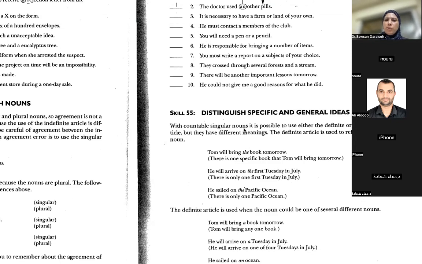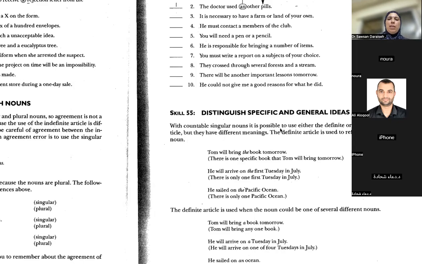So with countable singular nouns, countable, singular, like when you say girl, when you say boy, when you say teacher, anything that could be made plural, but here we're talking about it in the singular form, okay? It is possible to use either the definite or the indefinite. So it's okay to use a definite article, we say the girl, the boy, the teacher. Okay, that's definite. Indefinite is when you say a girl, a boy, a teacher, a book, which is a or an, because we're talking about singular.